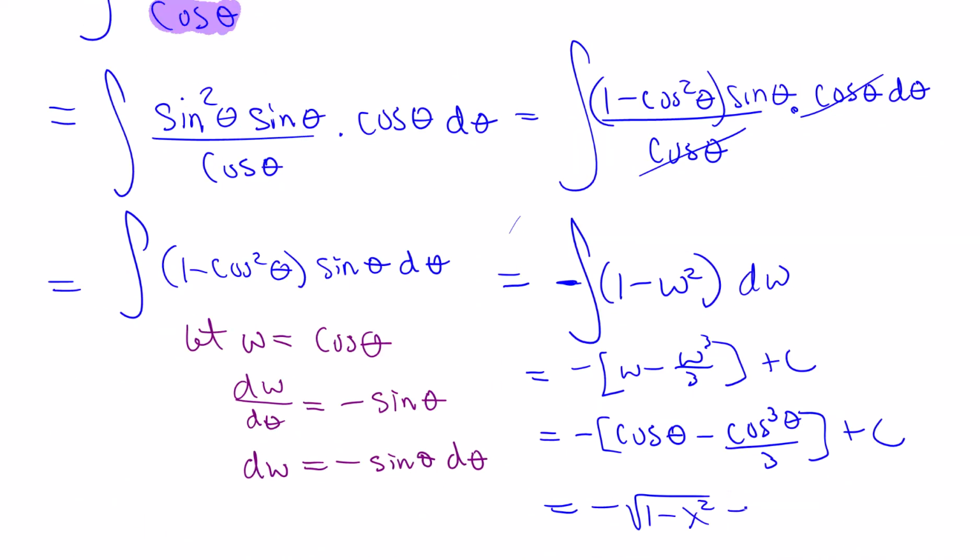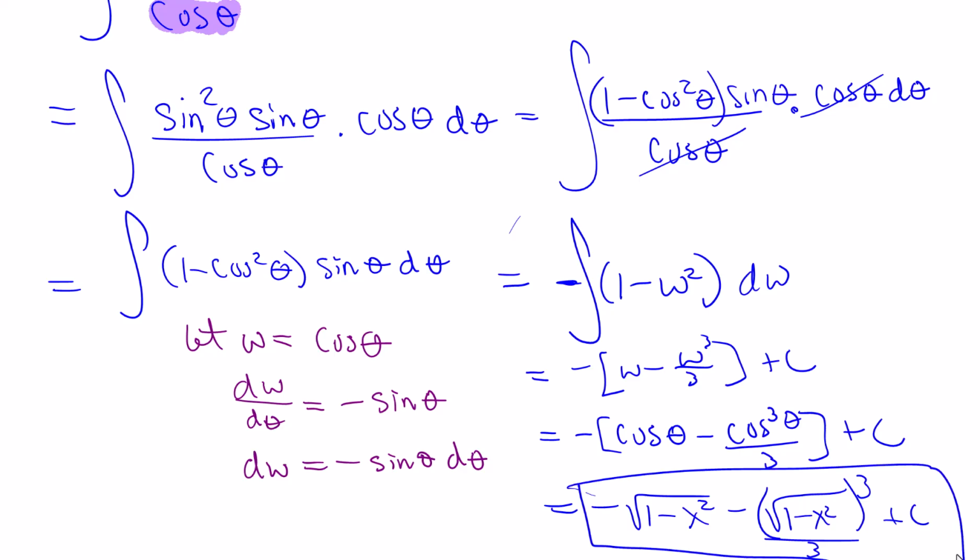And then moving on, we'll say minus. The next term, well, we already know now that cosine theta is that. So we'll say minus that same root, square root of 1 minus x squared. But now it's cubed because we're replacing cosine cubed theta. And then we have to put that all over 3 because it was over 3. And then plus c. And after all of that work, we should finally be done with a solution to that original integral.